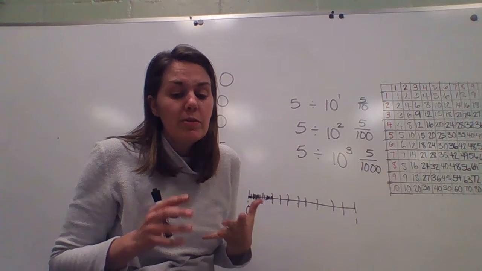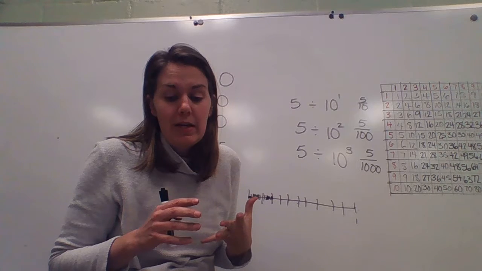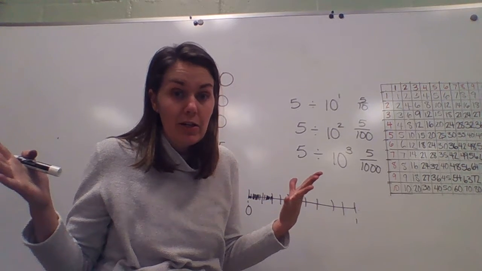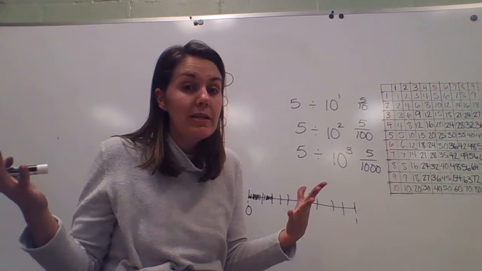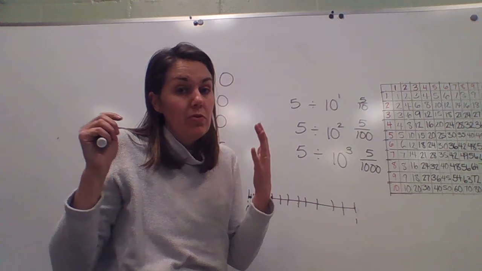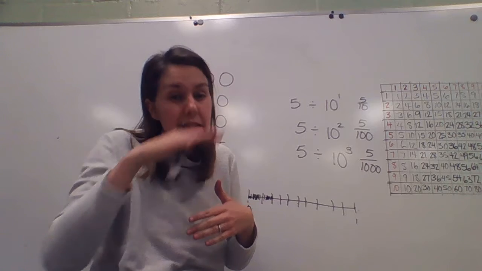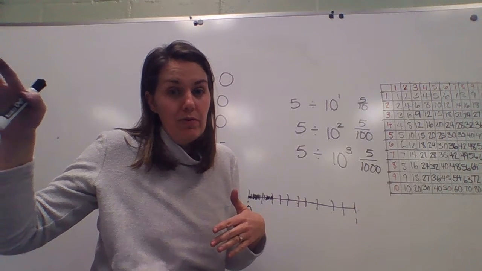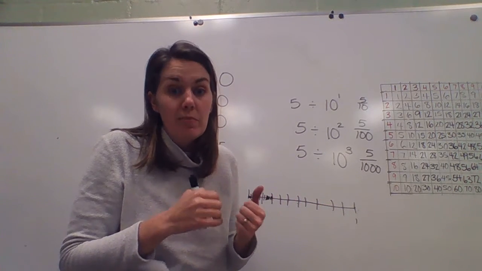So ultimately what you're looking for in number 5 is that when you multiply by 10, your place value is going to increase by one place value over. When you are dividing by 10, it's going to decrease by one place value over. You're going to get one place value smaller.